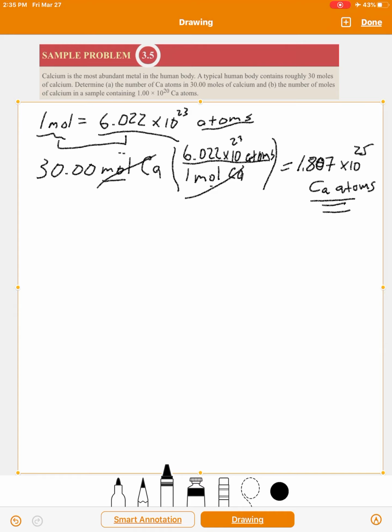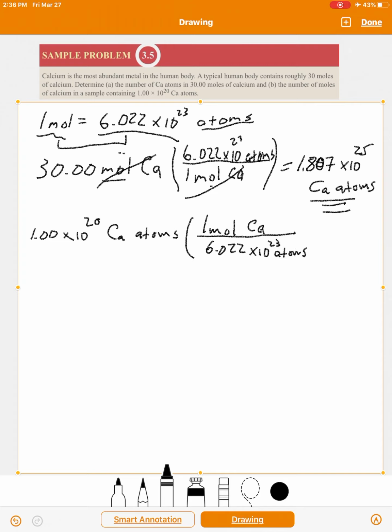In part B, now we want to go the other direction. We want to find out how many moles of calcium there are in 1.00 times 10 to the 20th calcium atoms. So 1.00 times 10 to the 20 calcium atoms. Now we want to convert it to moles. So now we're going to put moles in the top, and then Avogadro's number in the bottom. So now the number of atoms cancel, and that'll give us the number of moles.